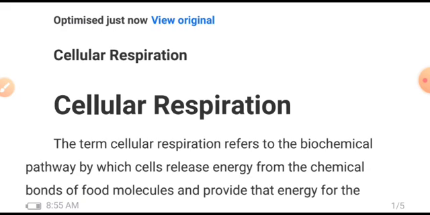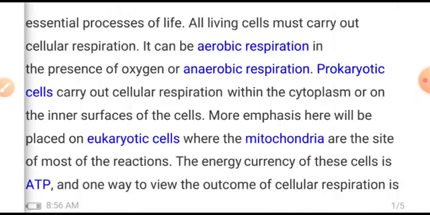We are going to explain more about cellular respiration, for the aerobic part and the anaerobic part. The term cellular respiration refers to the biochemical pathway by which a cell releases energy from the chemical bonds of food molecules and provides that energy for the essential processes of life. All living cells must carry out cellular respiration.